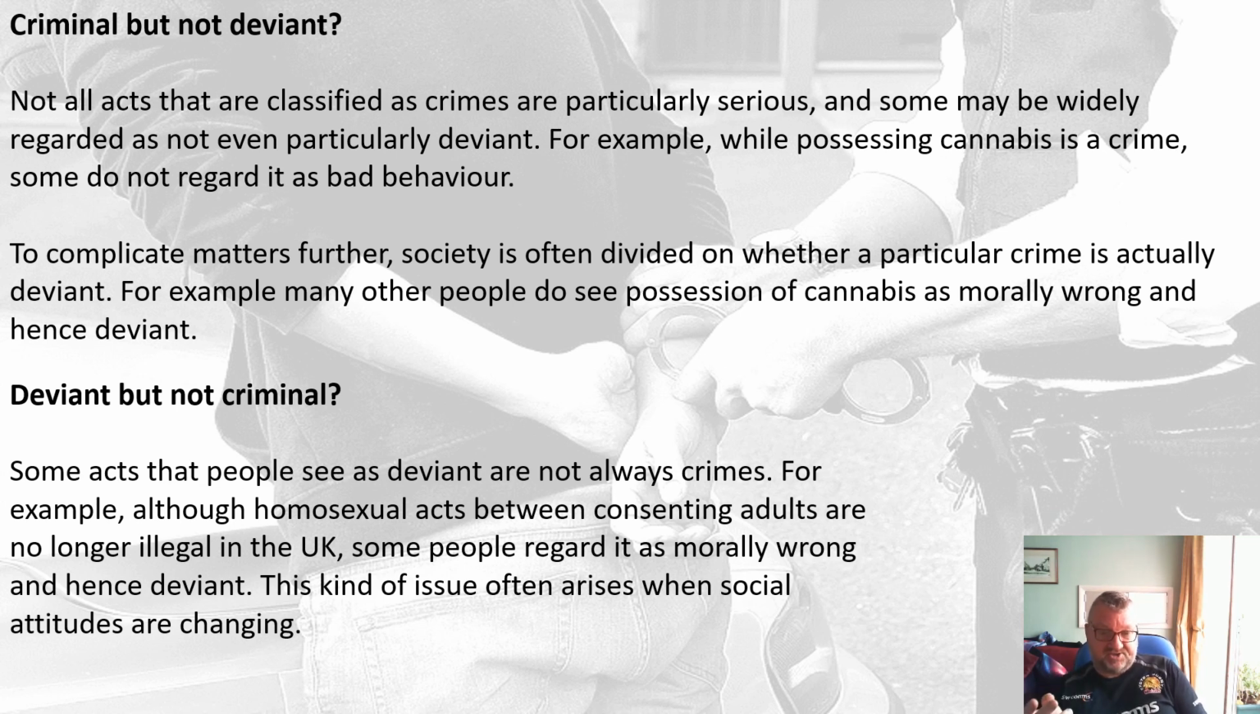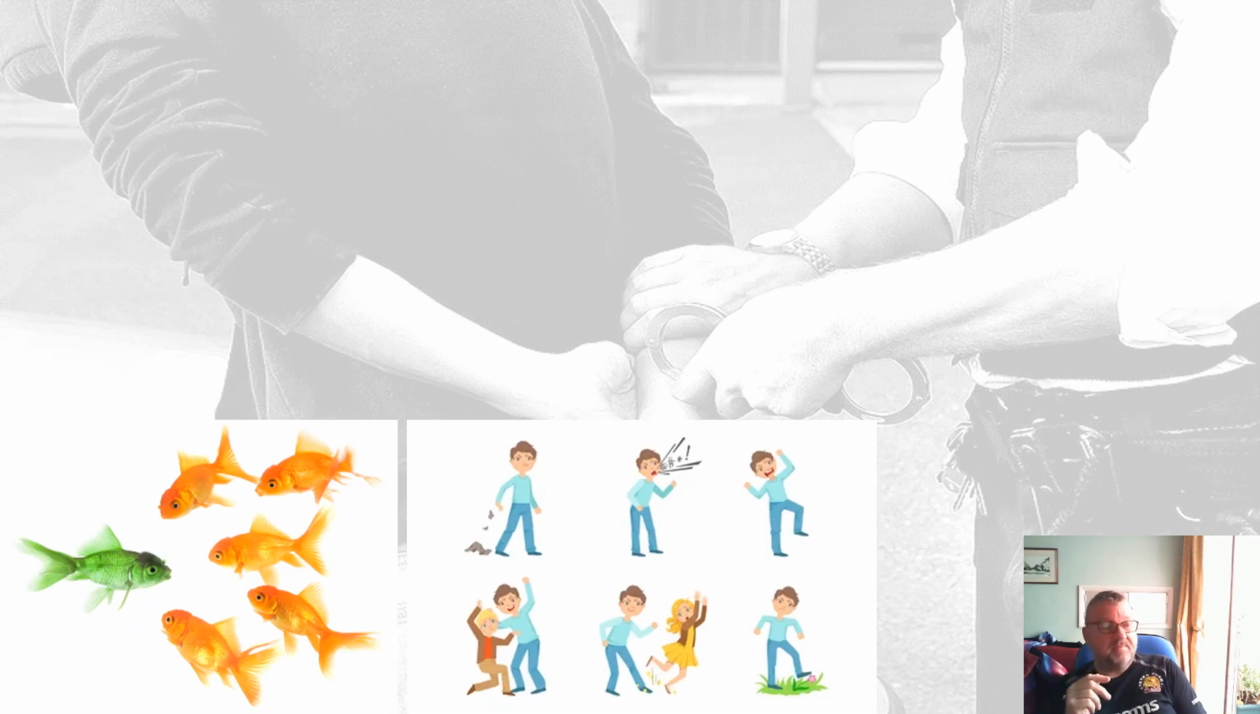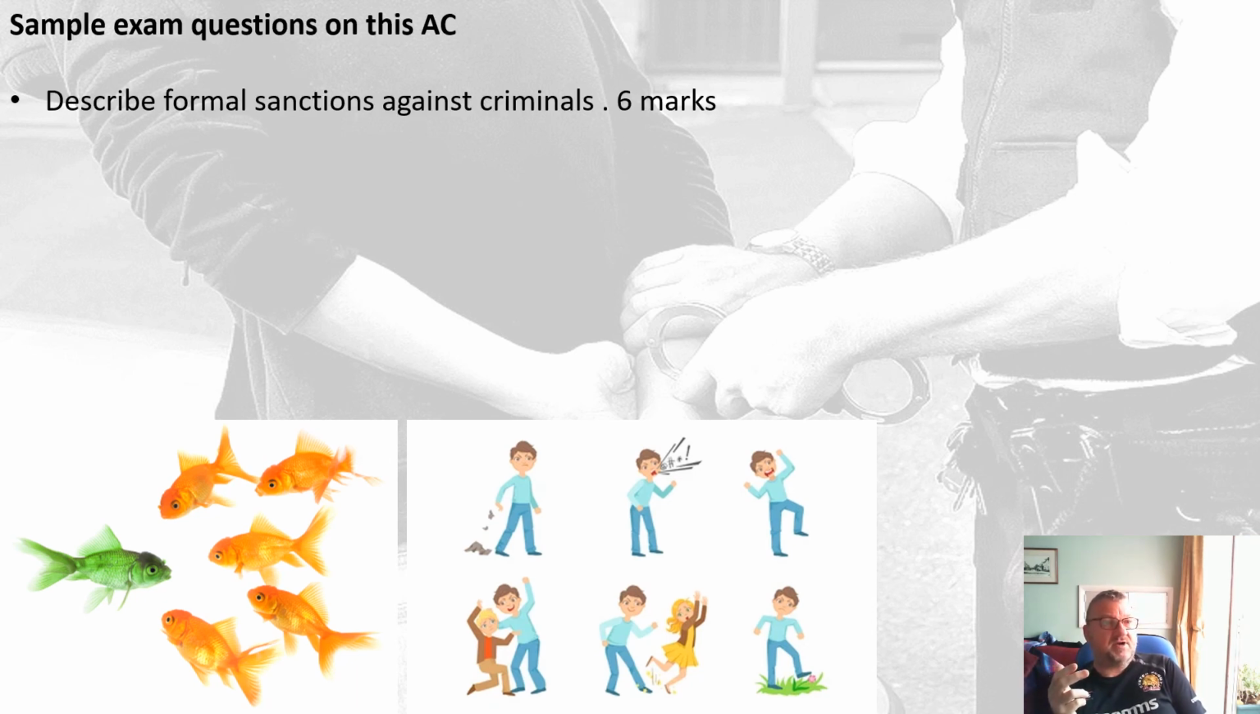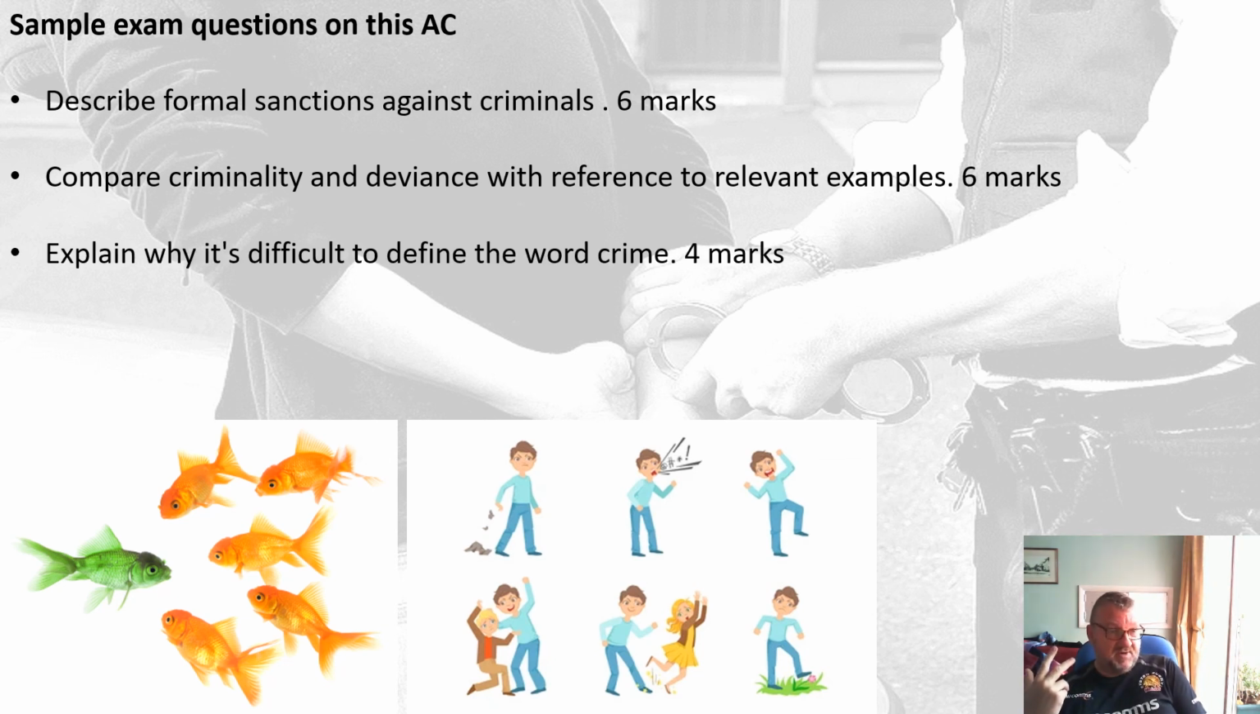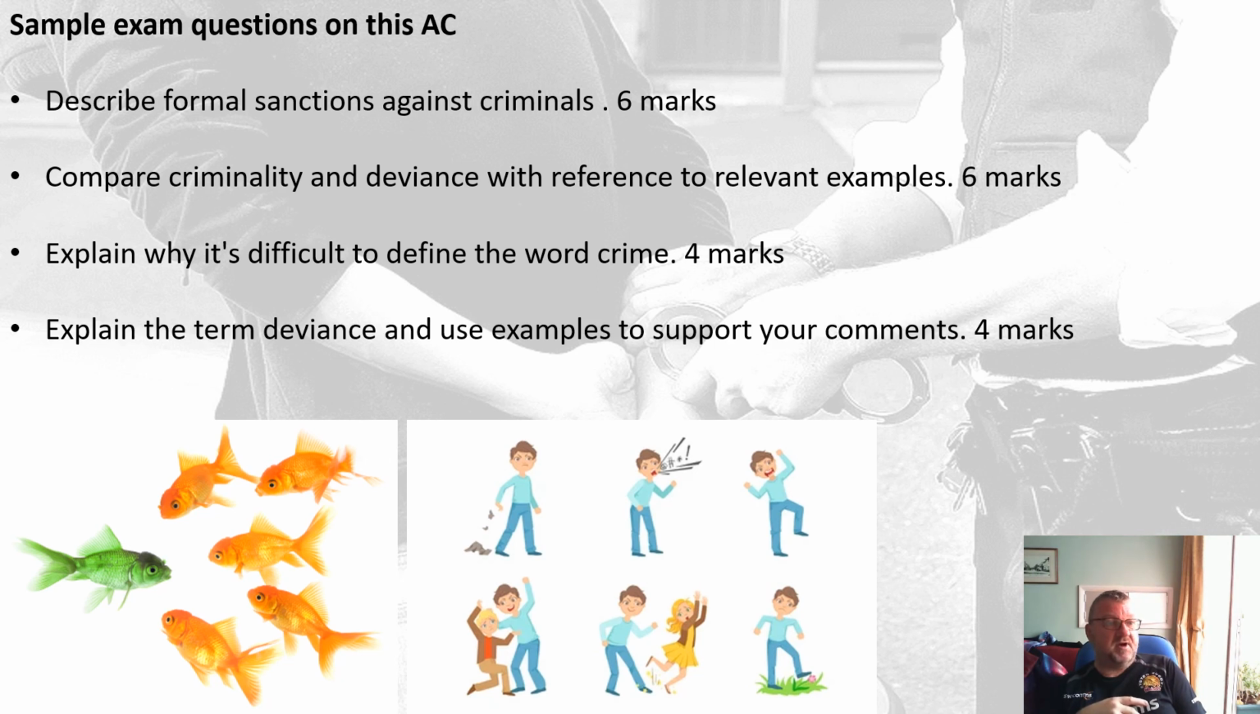Hopefully that makes sense. Now, my final slide, which is this one, looks at some of the questions that you can be asked in the exam. So I've got some selections here. So have a look at these questions. Describe formal sanctions against criminals, compare criminality and deviance with reference to relevant examples, explain why it's difficult to define the word crime, and explain the term deviance and use examples to support your comments.